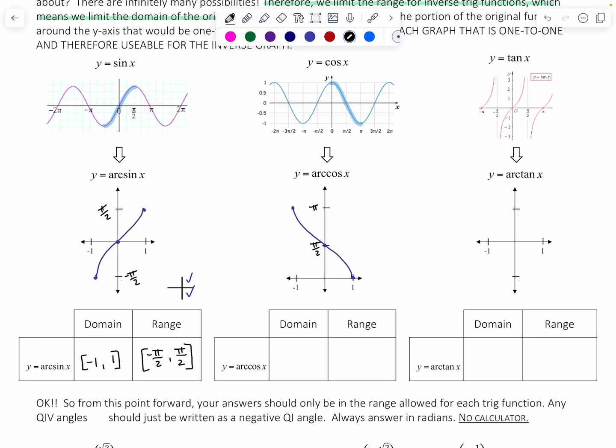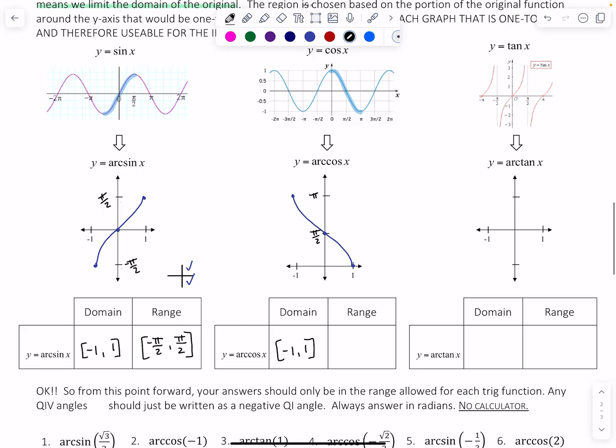And again, thinking about some domain. So our domain is going to be from negative 1 to 1. That's always going to be our domain because that's the range, of course, of your original function. But now our range is from 0 to pi. So thinking about in terms of cosine and arc cosine, we are in quadrant 1 and quadrant 2. Again, keep these in mind when you're answering them.